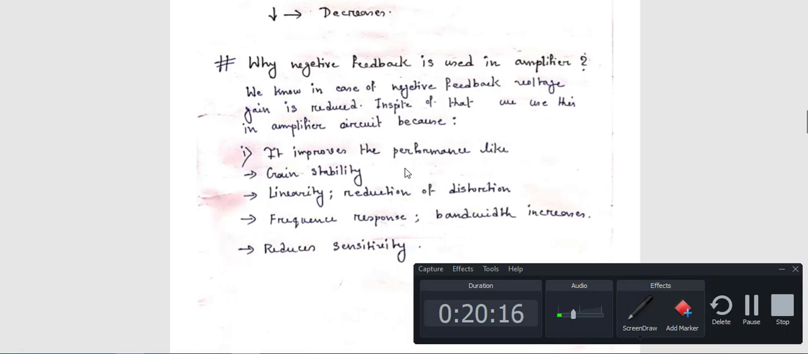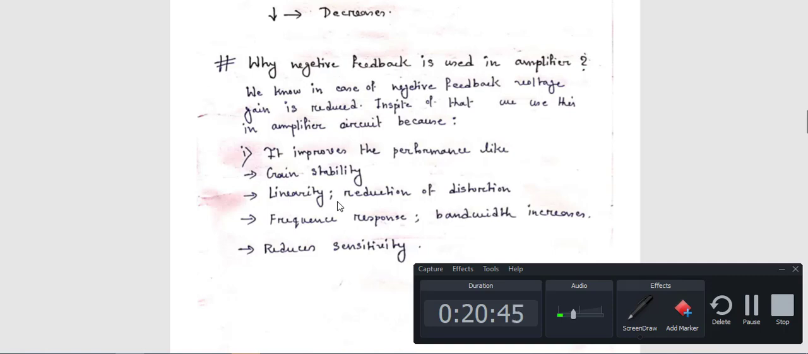Next point, that is linearity. Linearity increases. What do you mean by linearity? That means any system satisfies the linearity property if it satisfies the superposition principle. Already I have discussed this linearity property in your classroom. You can say it satisfies the additivity property and the homogeneous property. So again, what is linearity?